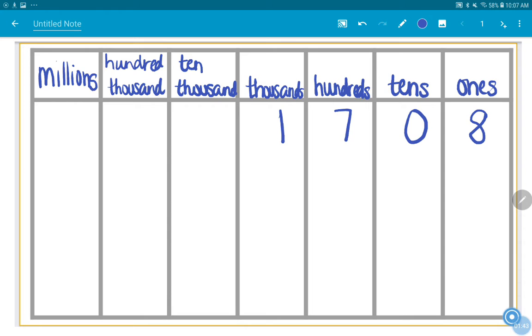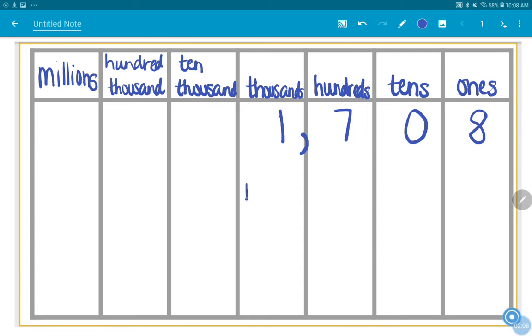Where would I put a comma? Why would I put it between the 1 and the 7, Alexis? Yeah, it separates the groups of hundreds, tens, and ones. All right, what is the value of the digit 1? What is the value of that 1?